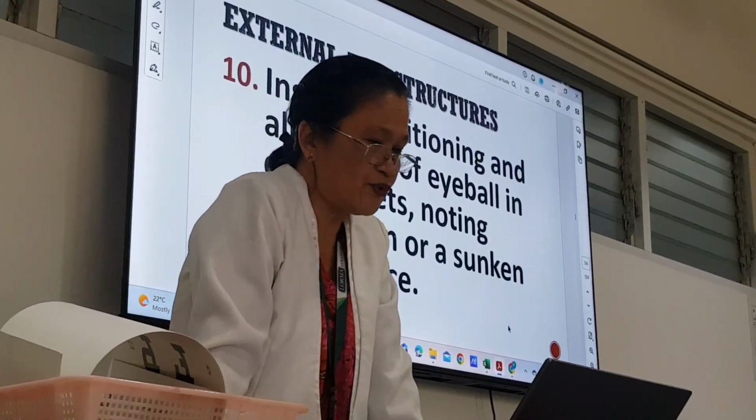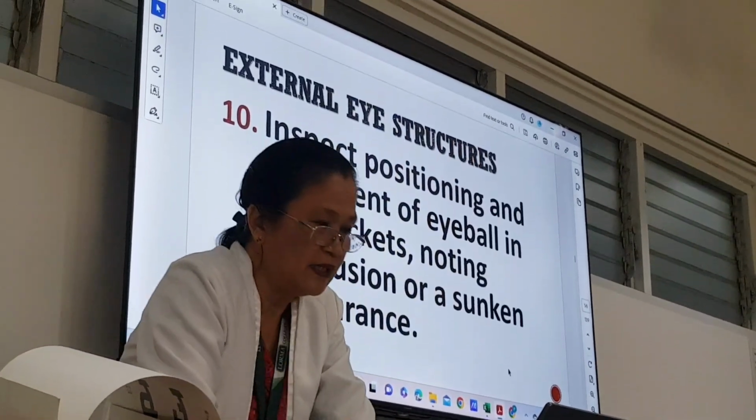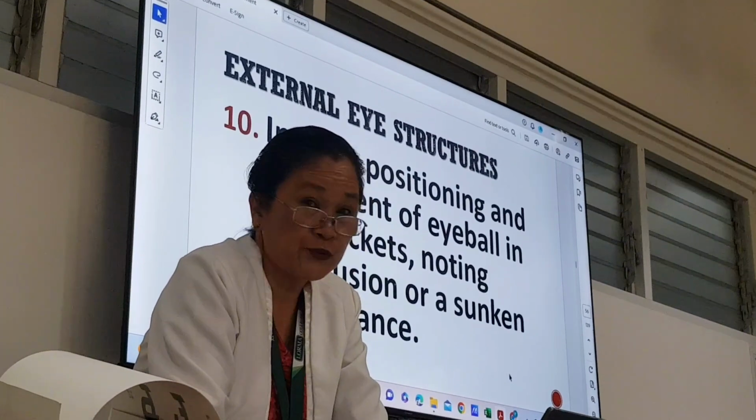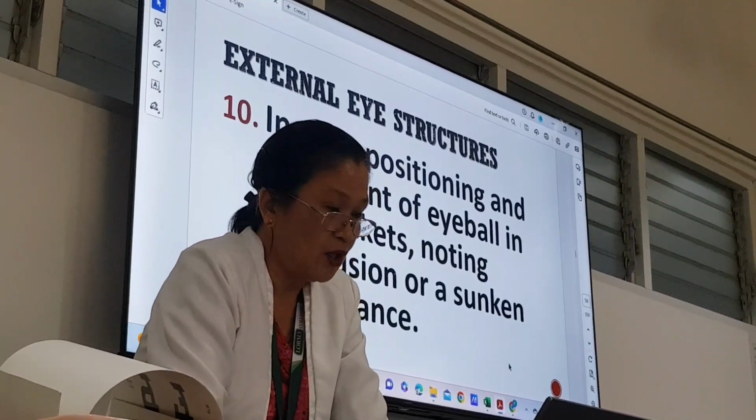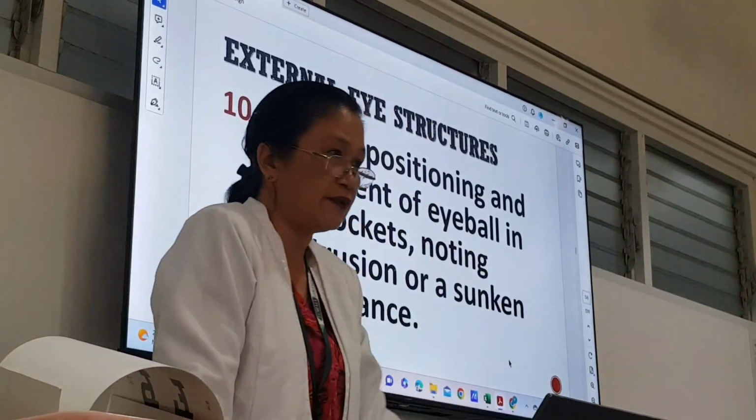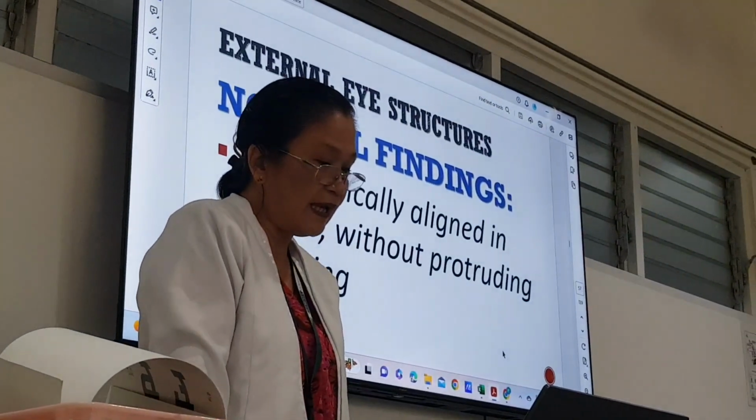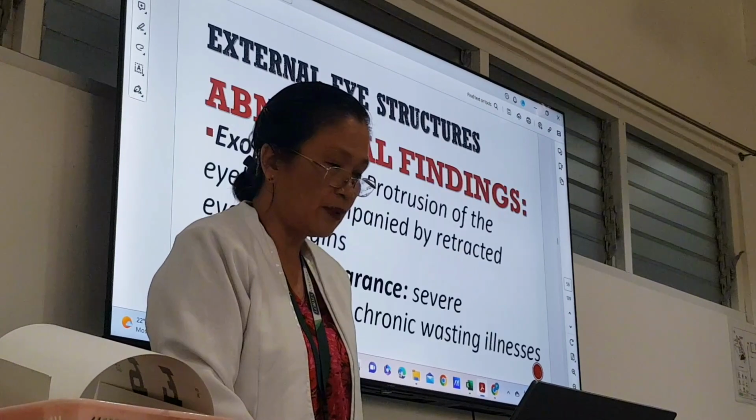Okay, external eye structures. Now, Mr. Gabriel. Inspect positioning and eye alignment, and alignment of the eyeball in the eye sockets, noting protrusion or a sunken appearance. Now, inspect the eyeball and the eye socket. What do you see? Is it normal? No protruding? No sunken? None. So, Mr. Gabriel's eyes are normal, symmetrically aligned in sockets without protruding or sinking.